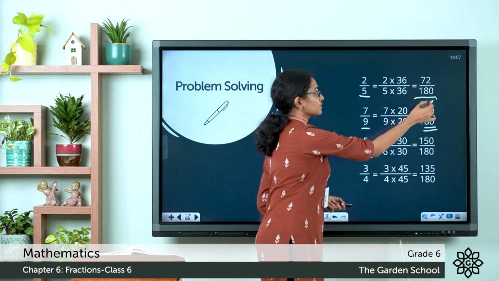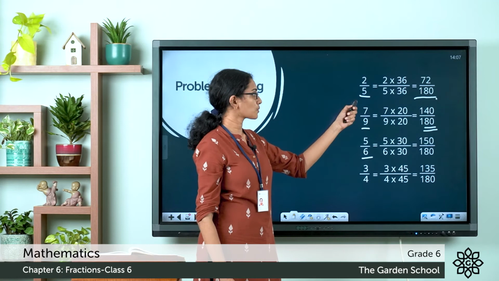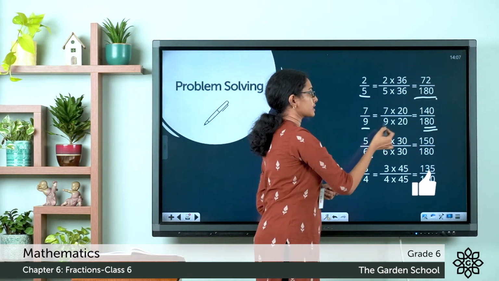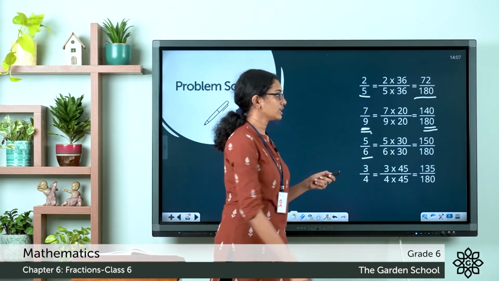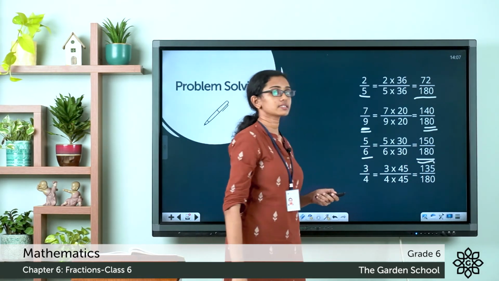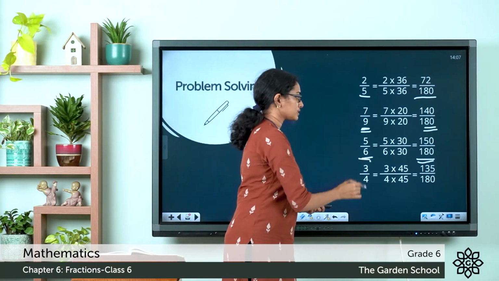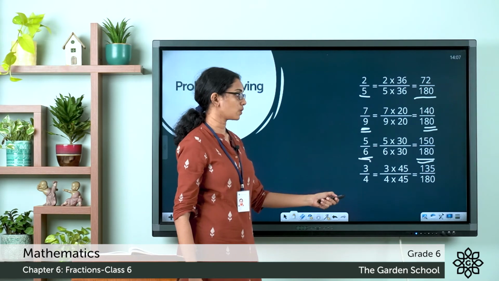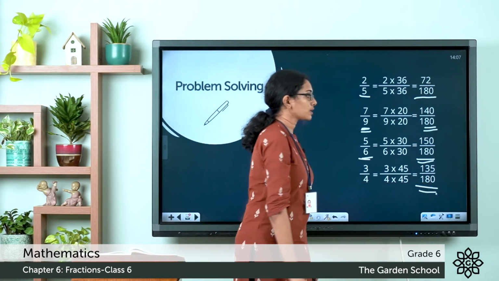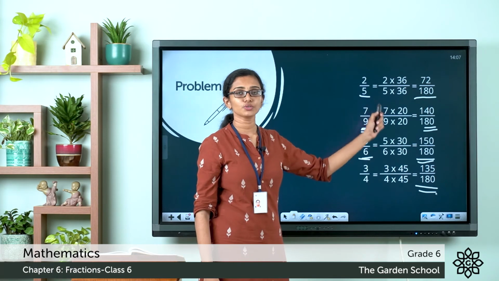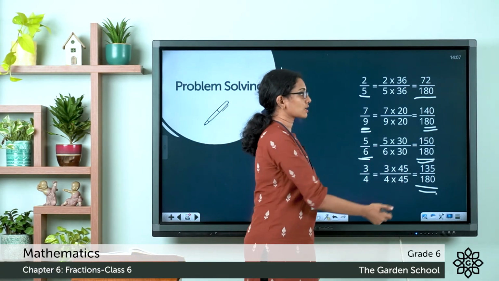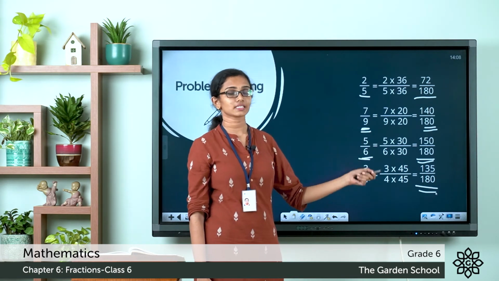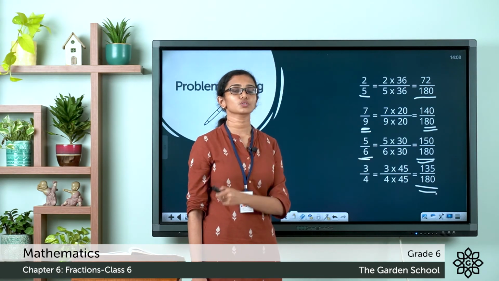So this is an equivalent fraction corresponding to the original fraction 2 by 5, and 140 by 180 corresponds to 7 by 9, 150 by 180 corresponds to 5 by 6, and 135 by 180 corresponds to 3 by 4. Now we have converted the given unlike fractions into like fractions. So you just need to compare the numerators now. Now we are supposed to arrange these fractions in ascending order, which means from the smallest to the biggest.